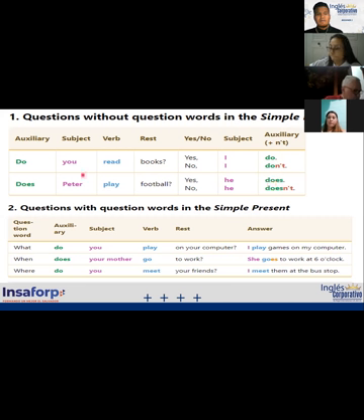So, this is the first part. But when we are using WH questions, aparte de estas WH questions, guys, ¿hay alguna otra que ustedes conocen? Is there any other one that you know? Apart from the ones that we have right here?